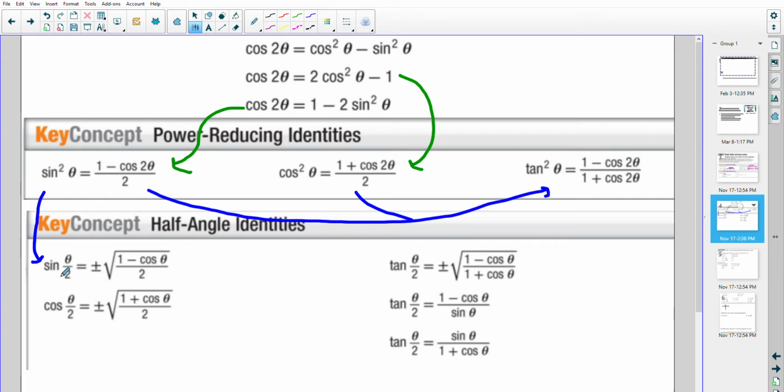That's how you get the sine of theta over 2, the cosine of theta over 2, and then the tangent of theta over 2. There are a lot of identities that you can use to simplify and evaluate. So real important, keep your identity sheet handy, and that will make these substitutions much simpler.